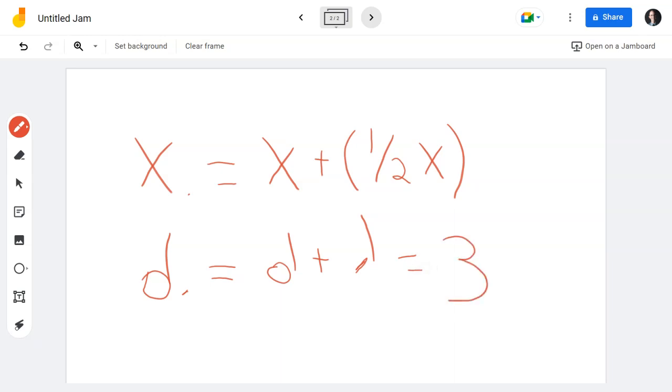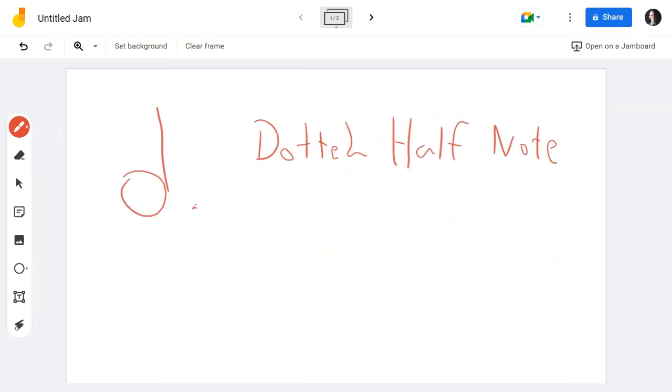Or if I have a dotted whole note, a whole note is worth 4 beats, plus half of 4 is 2, so then it'd be worth 6 beats. Okay, so that's how the dots work. If that's too much to remember right now, you just gotta remember the dotted half note is worth 3 beats. That's just fine for right now. Remember that dotted half note is worth 3 beats.